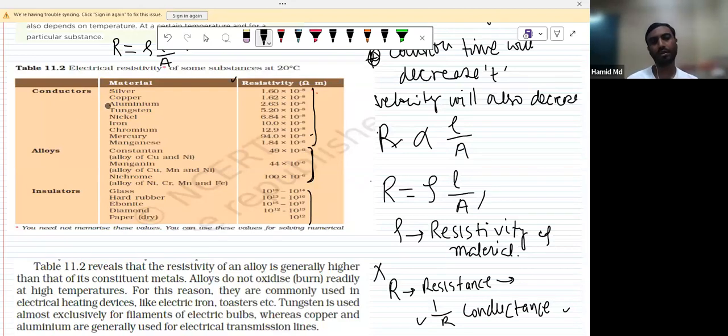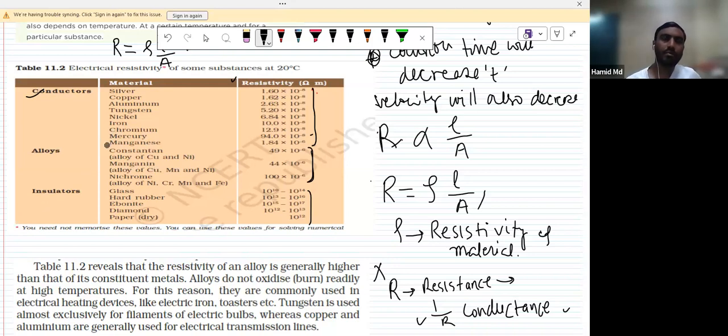So conductors are those which allow current to pass through without much resistance. That is conductors. Insulators are those materials which will stop the current from flowing through them, right? Yes.